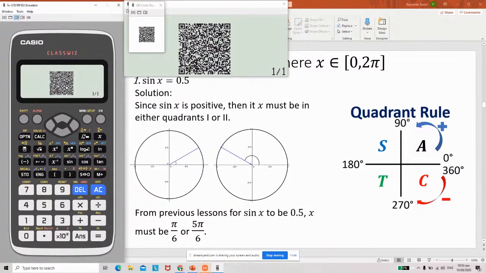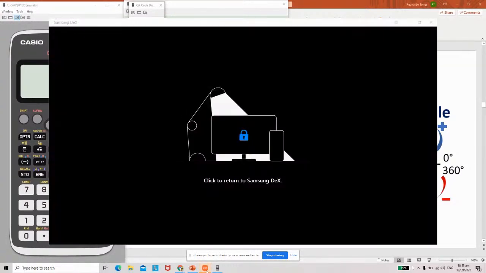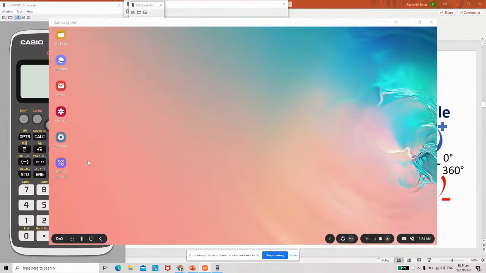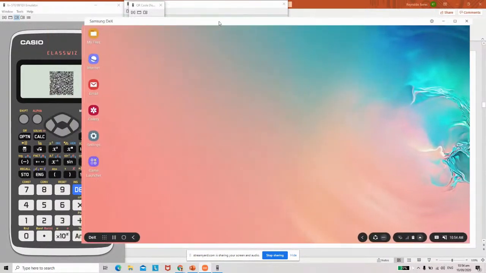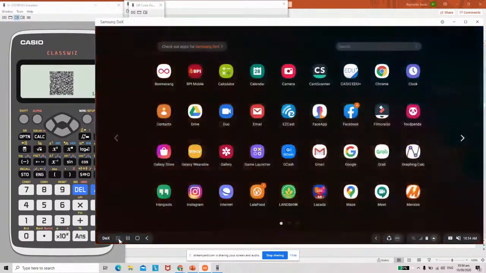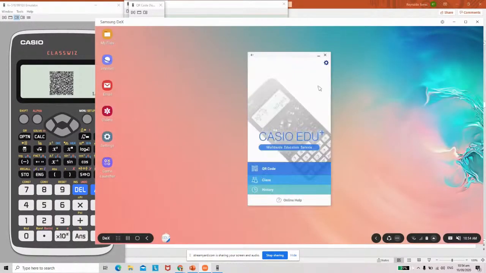So, etong barcode na yan, kailangan may scan ng ating QR code reader. Okay, gagamit po ako ng Samsung Dex. Yan po, makikita niyo po, ito po ay parang cellphone ko. Ginamit ko po siya para makita niyo po yung mag-a-appear sa cellphone ko. Okay, so we will use the Casio Edu Plus na app, na mobile app. And then, scan QR code. So, ito yung screen na makikita sa cellphone ko.